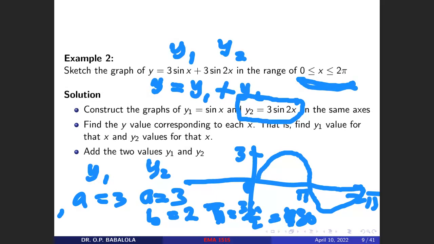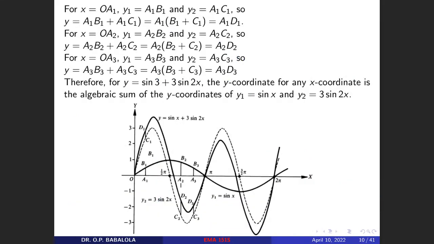Find the y value corresponding to each x. Remember, there are 2 different y's now. That is, find the y1 value for x and the y2 value for that same x. You will see how that is done. I've sketched the graph. Add the 2 values y1 and y2 together, like I've written here. Now let's go to the solution itself, so that I don't waste time.